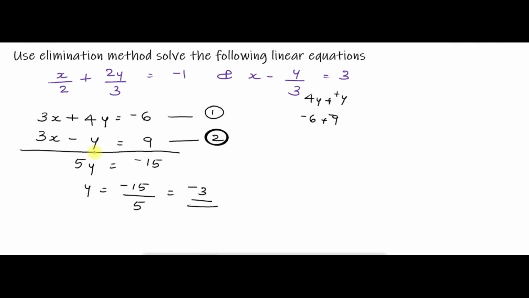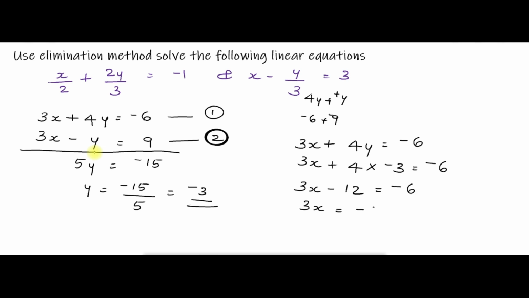Now, substitute this y value in any of those equations. 3x plus 4y equal to minus 6. 3x plus 4 into negative 3 equal to minus 6. Substituting the y value, 3x minus 12 equal to minus 6. 3x is equal to minus 6 plus 12, which is equal to 6. x is equal to 6 by 3 equal to 2. Now you got x as 2 and y as minus 3.